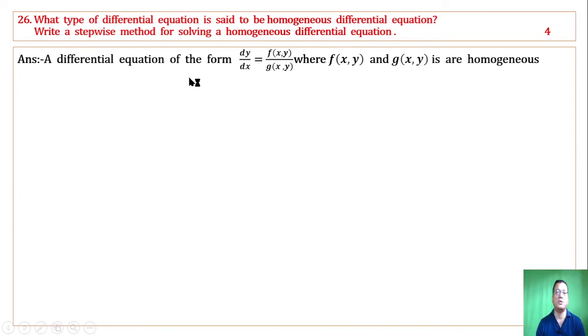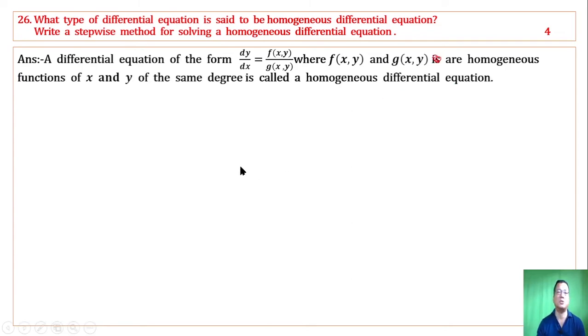A differential equation of the form dy by dx equal to f of xy by g of xy, where f of xy and g of xy are homogeneous functions of x and y and of the same degree, is called a homogeneous differential equation.